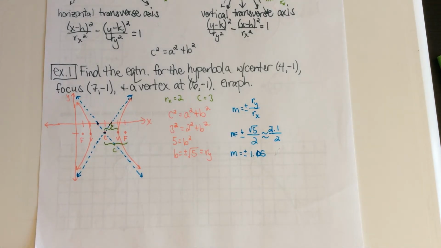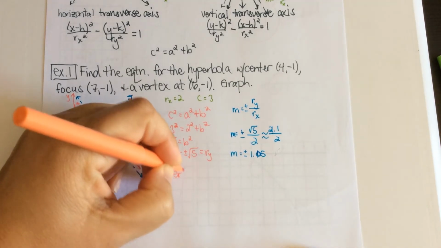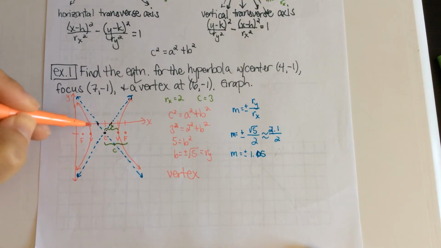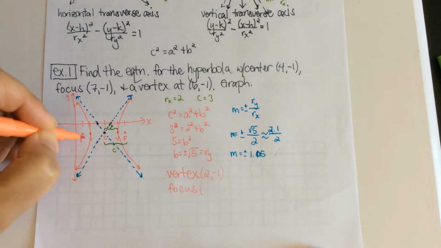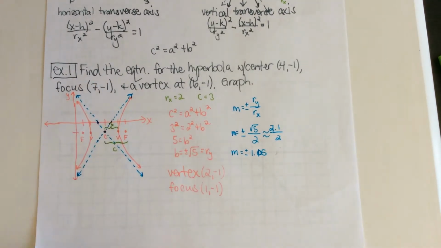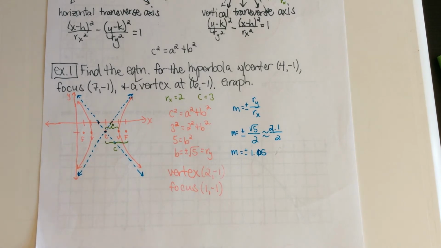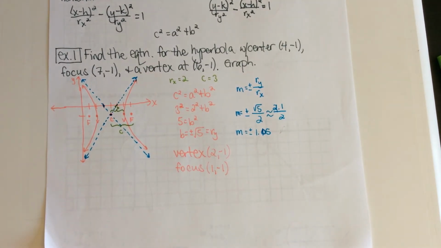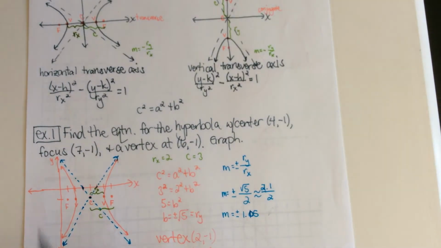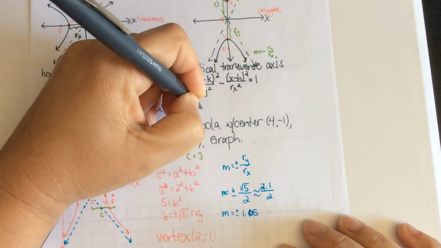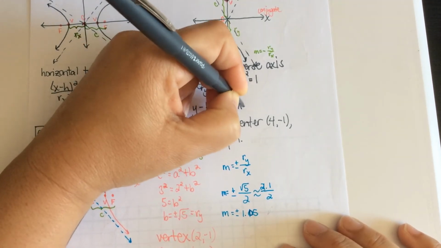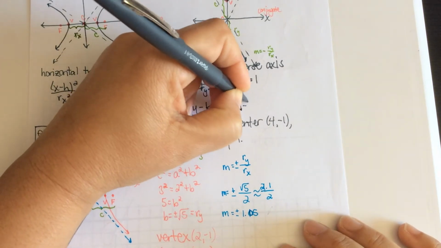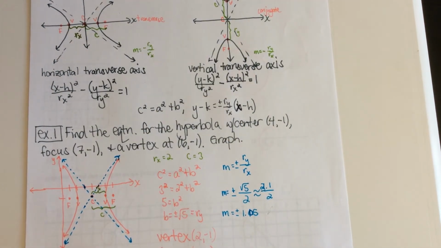Good. So for this one, I want you to give me the other vertex. The other vertex is what? 2, -1. The other focus is 1, -1. There's not another center. There's only one center. I also want the equation, that's what I forgot up here. The equation of the asymptotes. So pause me for a second, write that down.